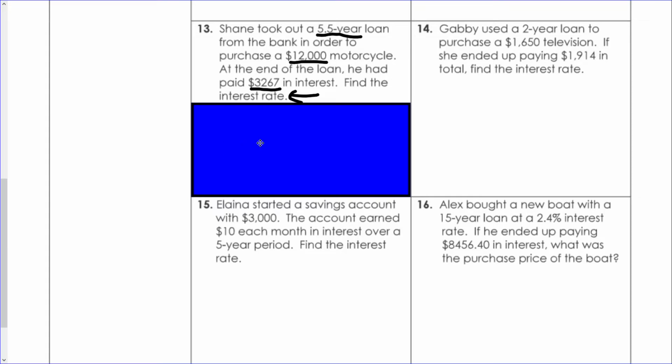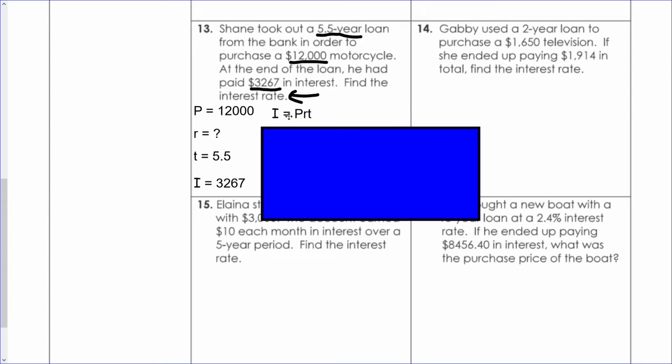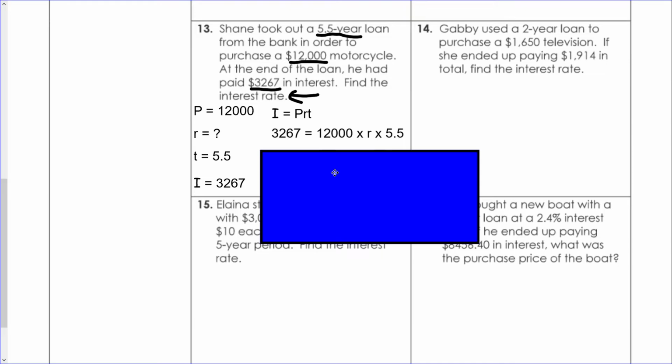The way you'd want to start this problem is similar to before, except I've added an extra spot for the interest because we already know that. The principal is $12,000. The rate is what we want to find out, so I've put a question mark there. Time is 5.5 years, and the interest is $3,267. Remember, interest equals principal times rate times time. So if we put our information into the equation, we get 3,267 equals 12,000 times rate times 5.5.